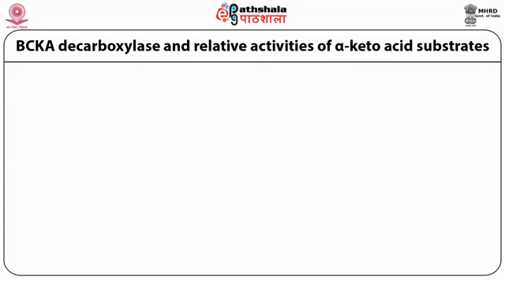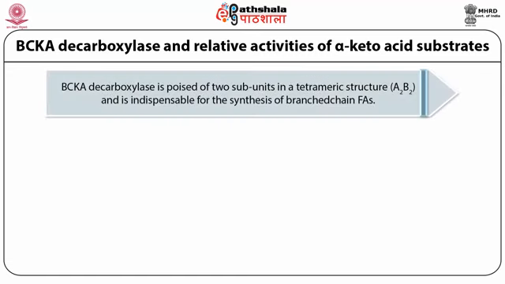The enzyme branch chain alpha keto acid decarboxylase is composed of two subunits in a tetrameric structure, A2B2, and this enzyme is indispensable for the synthesis of branch chain fatty acids.